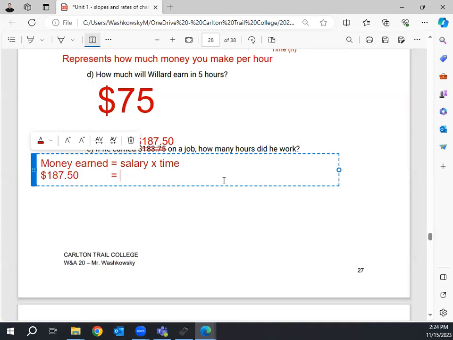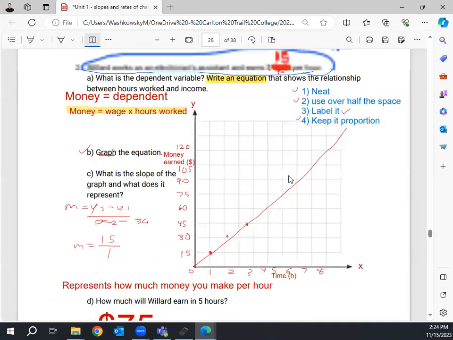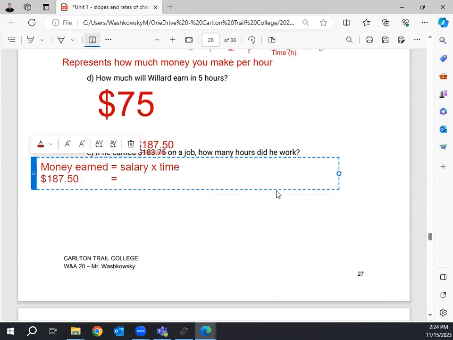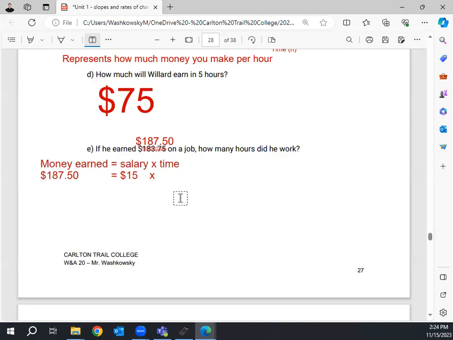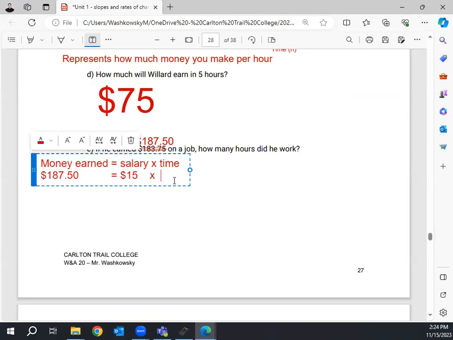Do I know his salary? Oh, 15 an hour. He makes $15 an hour. So his salary is 15. Do I know how much time he worked? No, that's what I'm trying to find out. So I'm just going to leave T there. T for time. Does that make sense? I put a T there because we're mathematicians, we're lazy. T is equal to time.